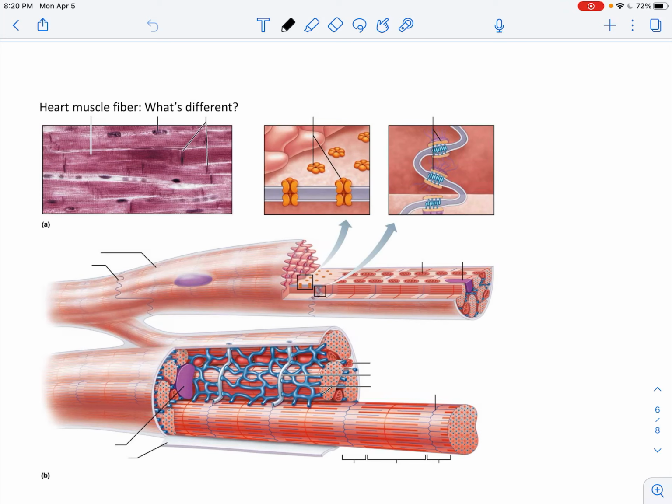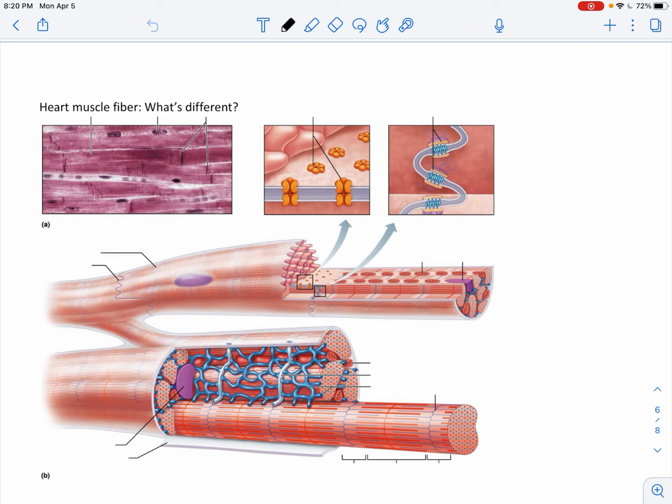Hey everybody, this is the second lecture that you need to watch if you're at home for the days that you're not doing the dissection. These notes come out of our heart packet, not a heart muscle packet. We're talking about heart muscle today.